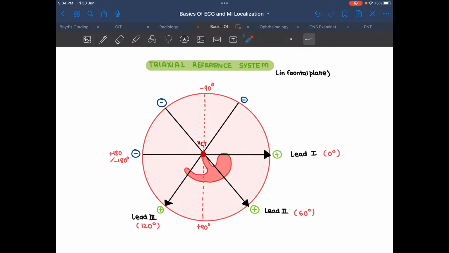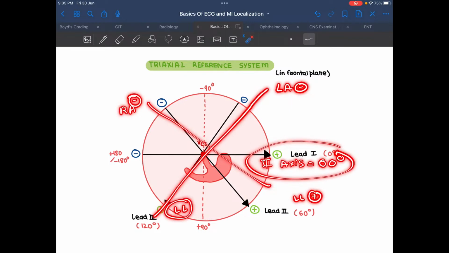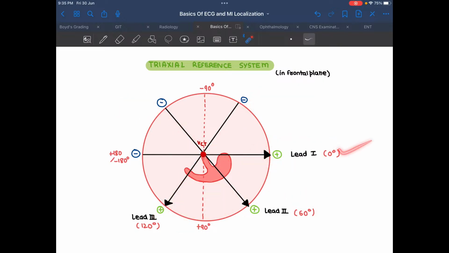The second lead is lead 2. Where is that? On the right arm I have negative and on the left leg I have positive. So this is my lead 2. What is the axis of the lead? It is at 60 degrees. And lead 3, what about that? In lead 3 I have the left arm negative, just remember, and the left leg positive. This is my lead 3. What is the axis? It's 120 degrees. So lead 1 is 0 degrees, lead 2 is 60 degrees, and lead 3 is 120 degrees.